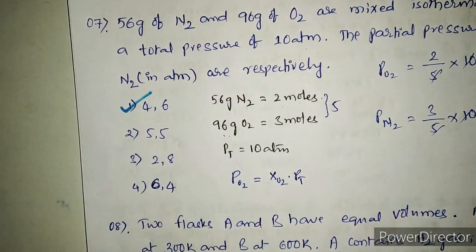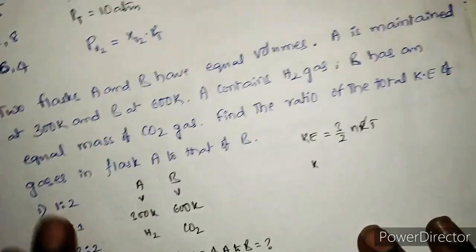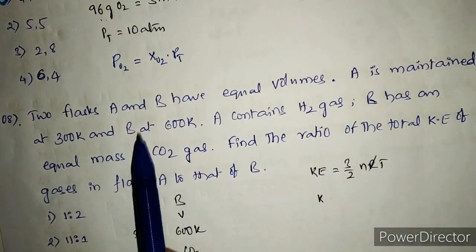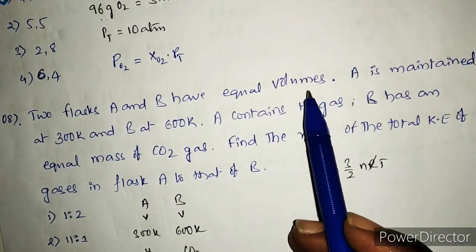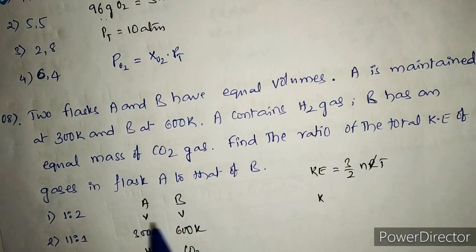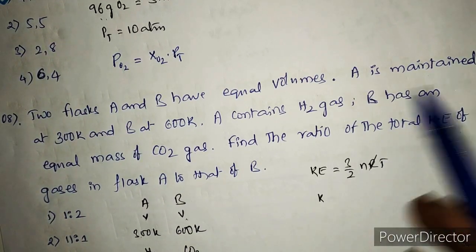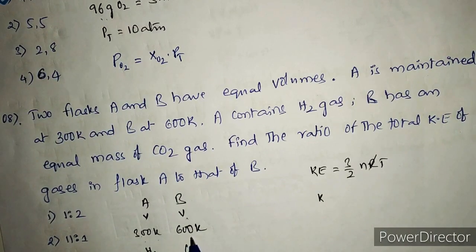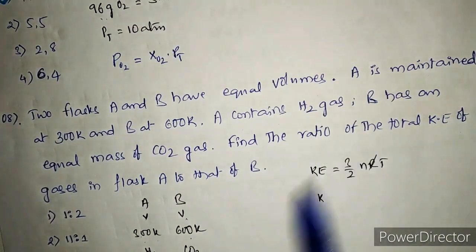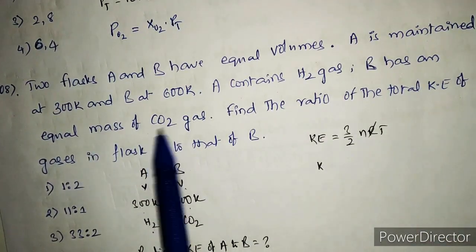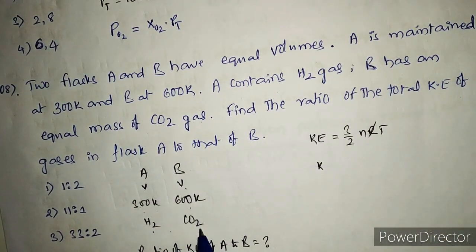Okay, next one. Here 2 flasks, A and B, have equal volumes. So I have written A and B, which have the same volume V. A is maintained at 300 kelvins, and B is maintained at 600 kelvins. A contains hydrogen gas, and B has an equal mass of carbon dioxide.